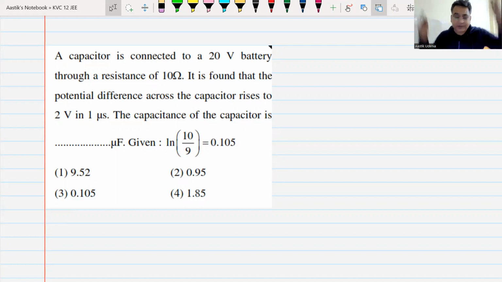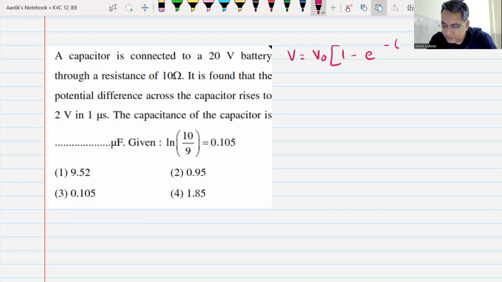Chalo. The hard work that we are putting in is proving to be useful. The only formula I know is V equals V naught times 1 minus e to the power minus t by tau. Tau is RC. V is given as 2, V naught is given as 20. So 1 minus e to the power minus t by RC.